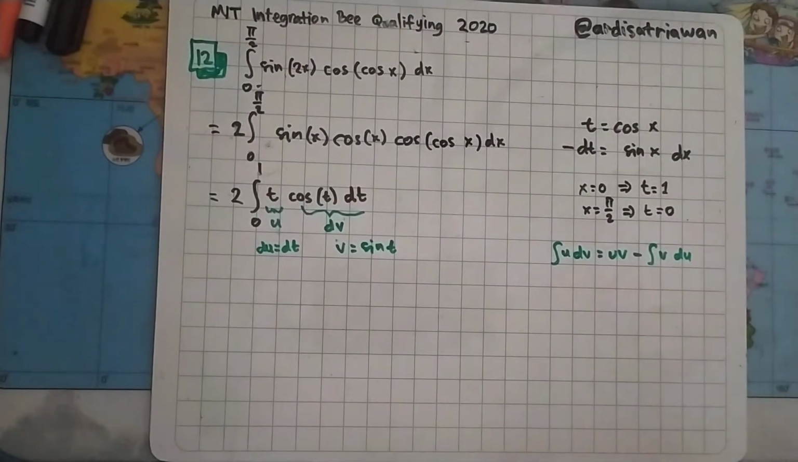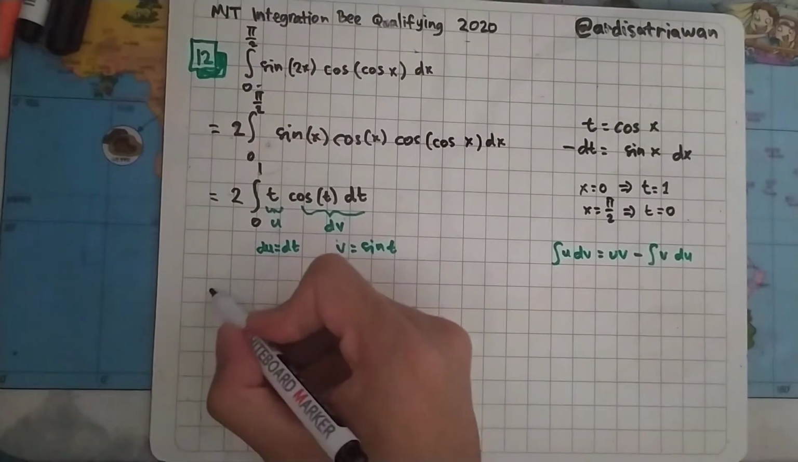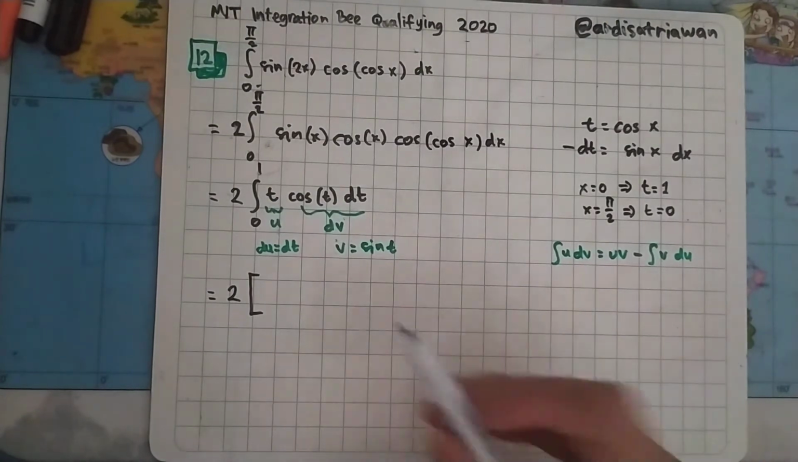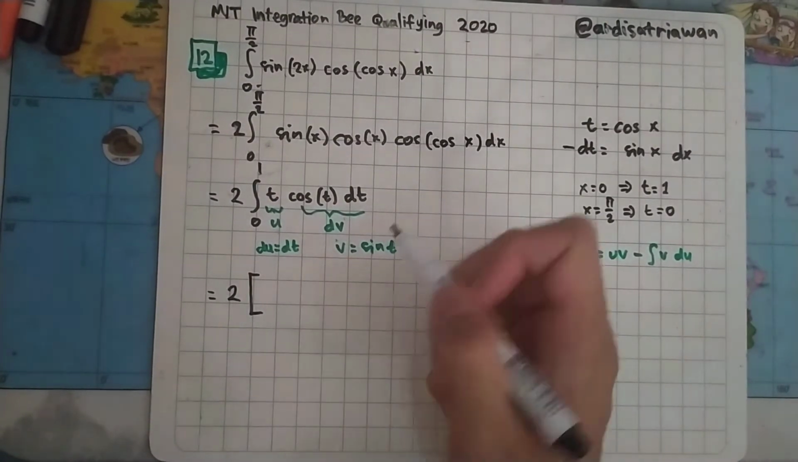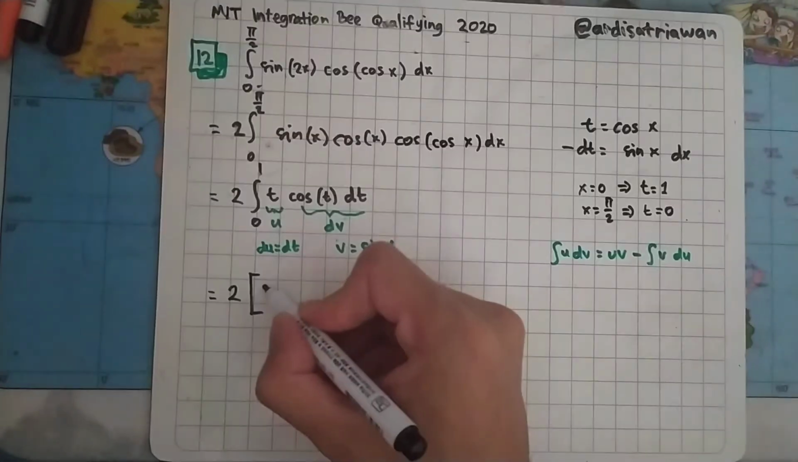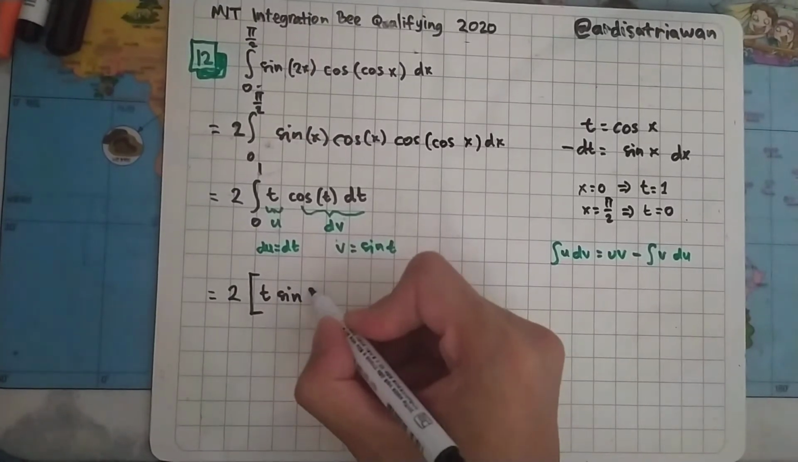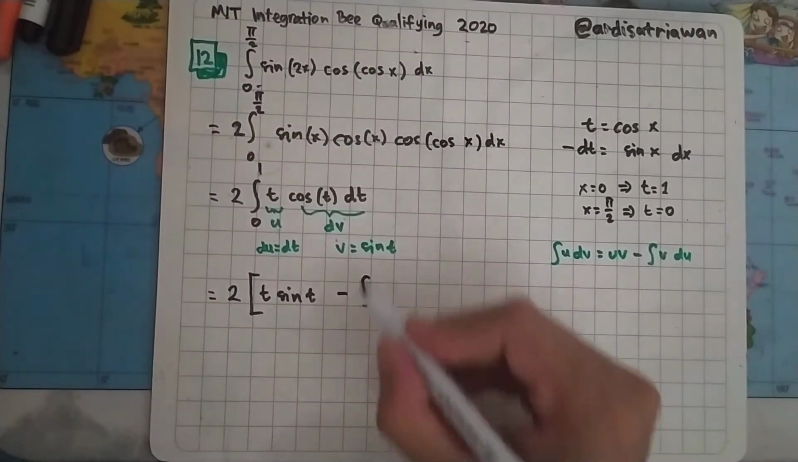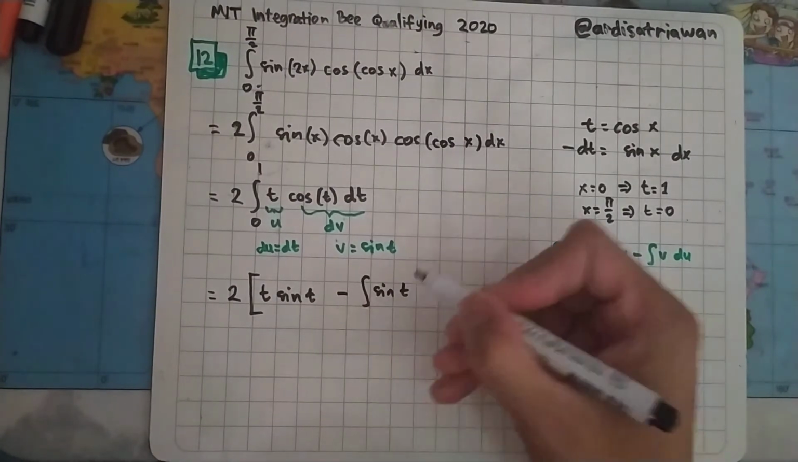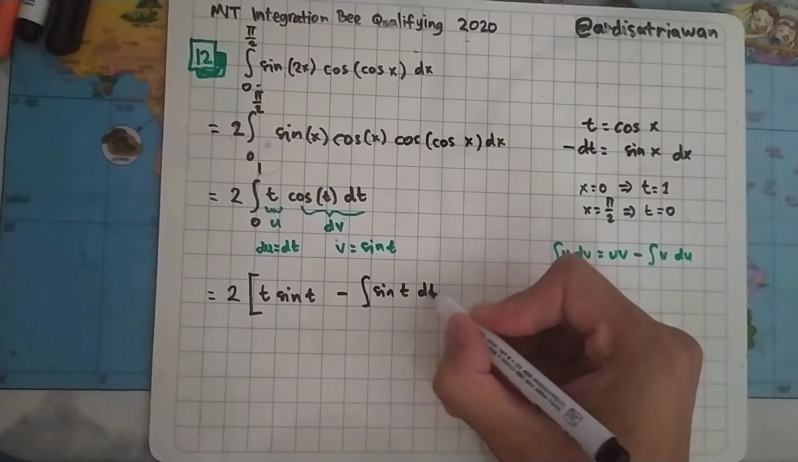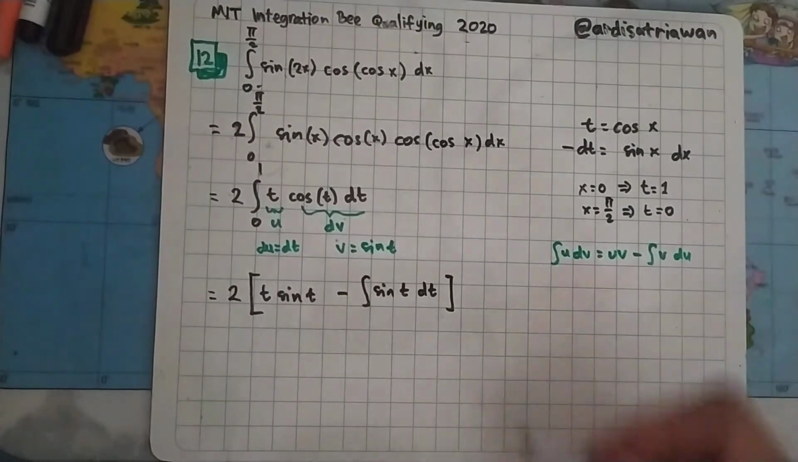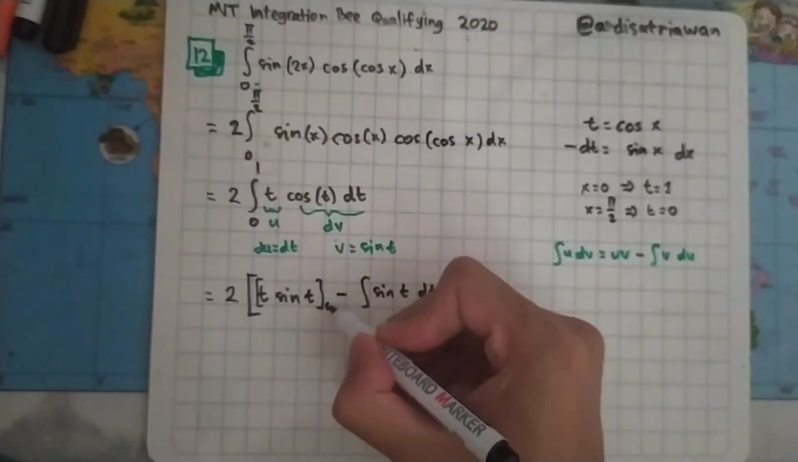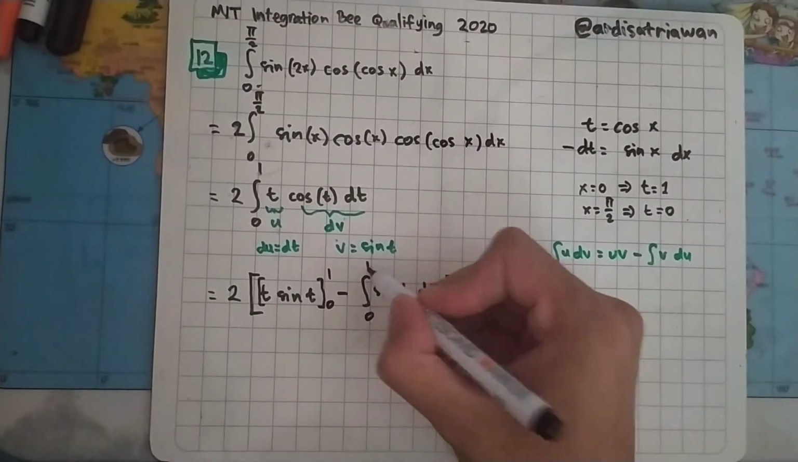Okay, now let's plug all the parts into the integral. So we'll have 2 multiplied by the quantity of uv, which is t multiplied by sine t, so I will have t sine t, minus the integral of v du, which is sine t, and du is dt, so it becomes a nice integral. And don't forget the limits of integration. We integrate from 0 to 1, and here also 0 to 1.